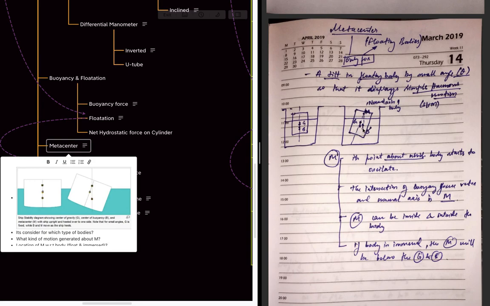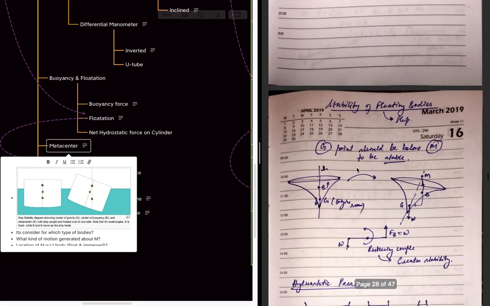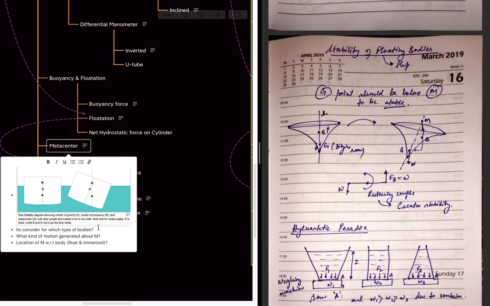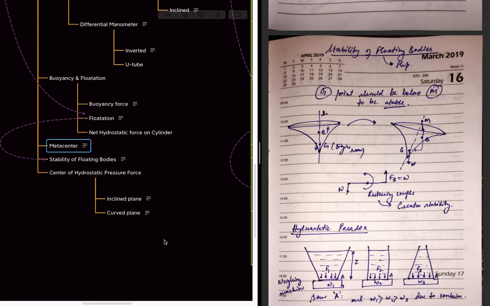If it is a different body, the metacenter can be outside, here above. And if the body is immersed, the metacenter will be below the centroid as well as the buoyancy point. It would be like here, below. And what kind of motion? It is simple harmonic motion. Location of the body with respect to the float and mass: for the floating body, M will be above G and B. For the immersed body, it will be below G and B.